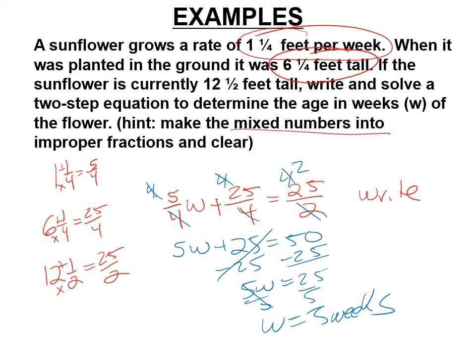This has been growing. We know that it's growing 1 1/4 feet per week. And we now know its current height and where it started. We can work backwards and figure out how many weeks it's been growing.